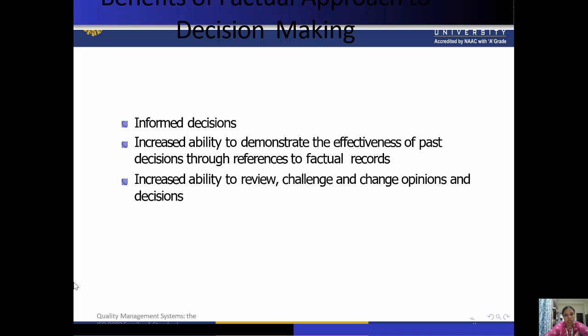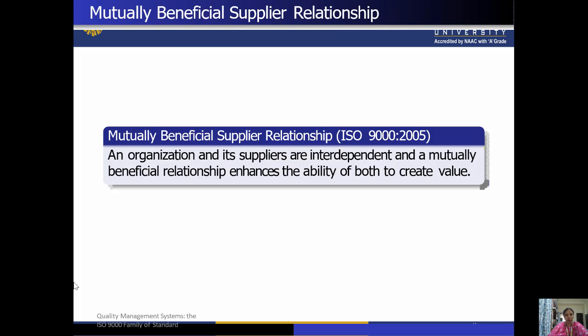Similarly, there is increased ability to review, challenge and change opinions and decisions, because again we are using proper data and a proper method for analyzing it. So the ability to review is improved, and the ability to challenge and change opinions and decisions is increased.